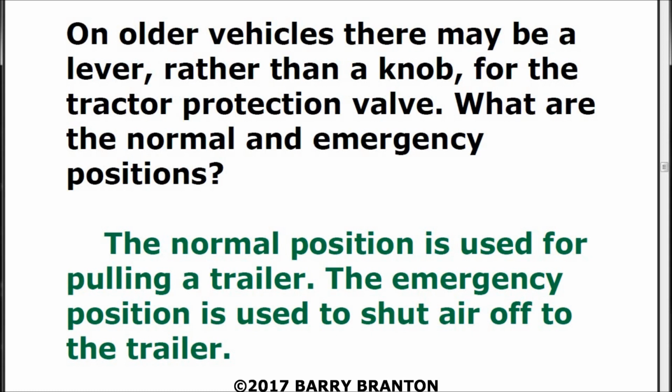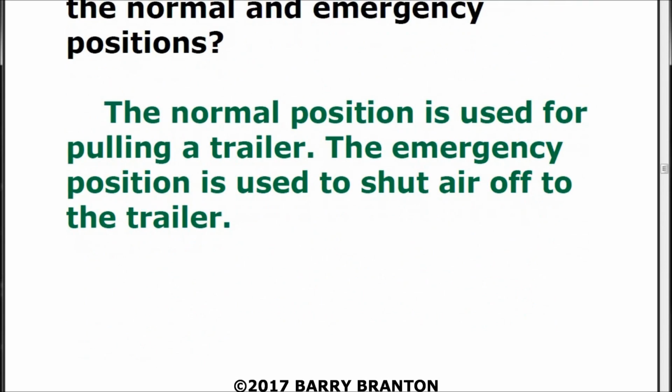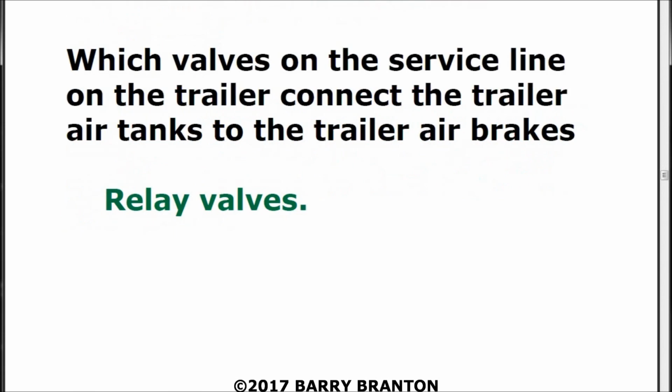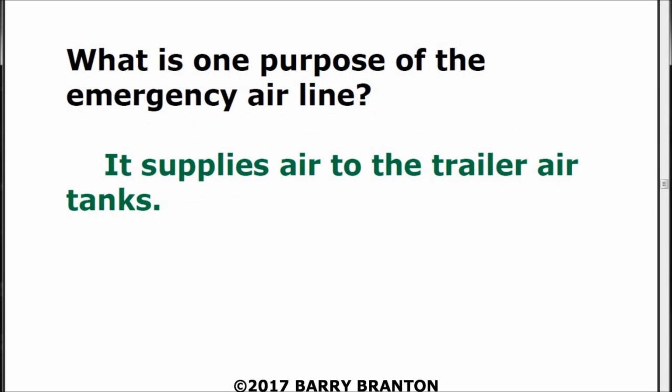For the tractor protection valve, what are the normal and emergency positions? The normal position is used for pulling a trailer. The emergency position is used to shut air off to the trailer. Which valves on the service line on the trailer connect the trailer air tanks to the trailer air brakes? Relay valves. What is one purpose of the emergency air line? It supplies air to the trailer air tanks.